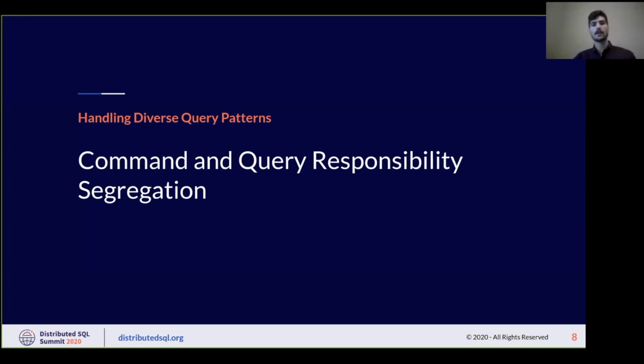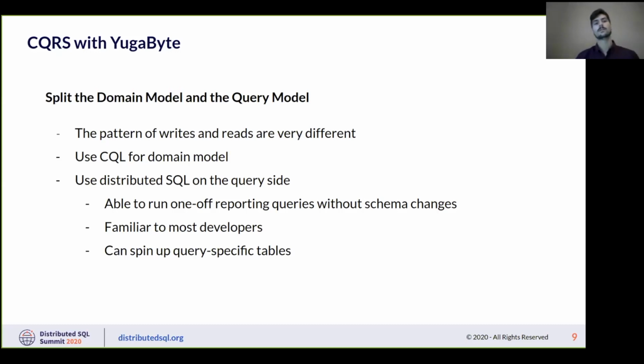The next thing I want to talk about for our migration from Postgres to YugaByte is how we've dealt with such diverse query patterns on big sets of data while retaining some of our sanity. And we've done this through something called command and query responsibility segregation, or CQRS for short. So the idea behind CQRS is that your domain model, your business logic, can be wildly different than your query model, or how customers and users actually want to interact and look at your data.